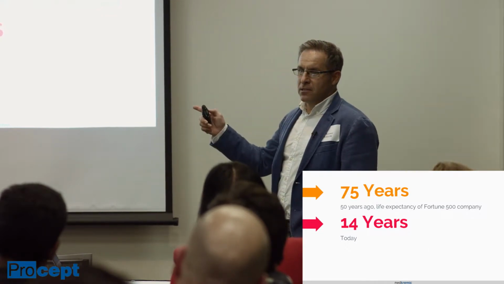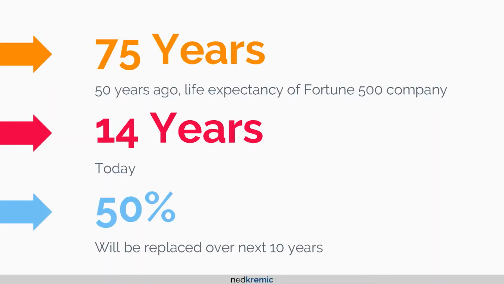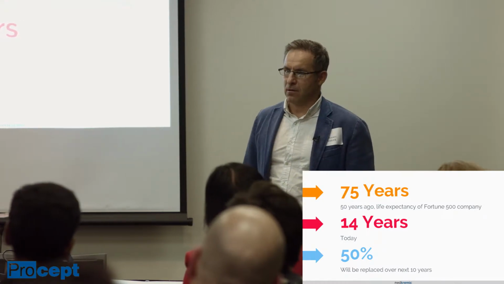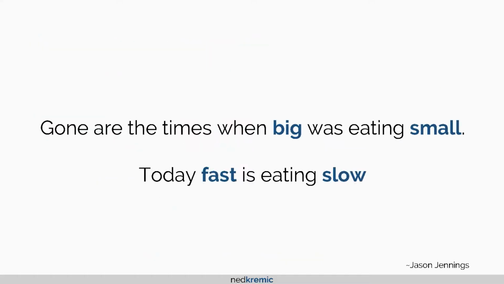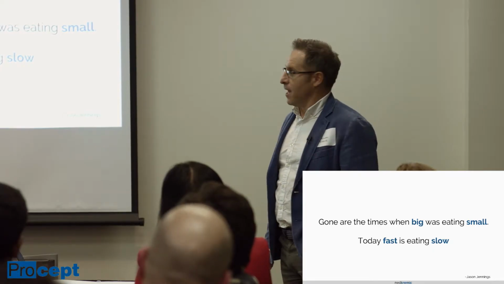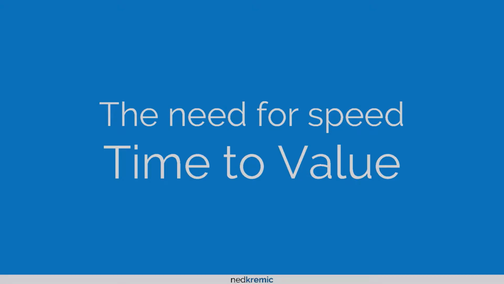And now the trend is even accelerating. The prediction is that in the next decade, 50% of those companies will not be in that exclusive club anymore. So folks, the message is quite clear. Gone are the times when big was eating small. Today, fast is eating slow. And we have to be fast. And that's why time to value is a very important metric and a very important KPI in Agile.